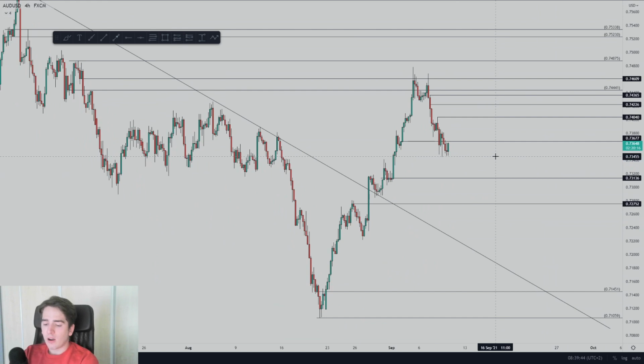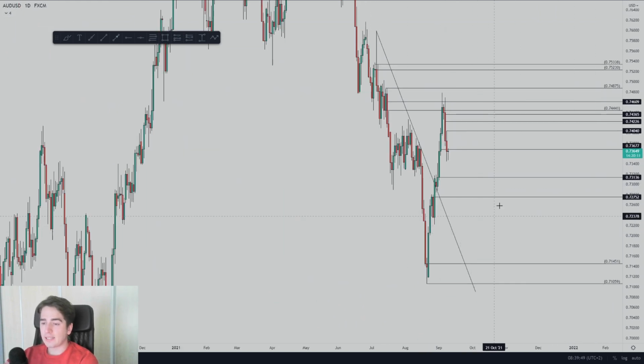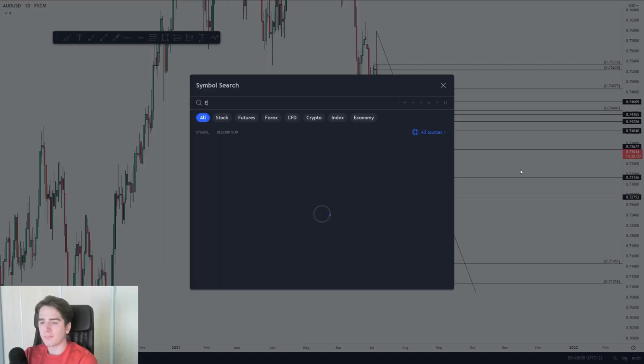Pretty clear, I think. High time frame levels are these levels over here marked out on my chart, which you can keep an eye on, because let's say we do not make that pullback and we just start crashing down further. These are the levels from where I expect a potential pullback to occur. So that's Aussie dollar for you. Let's head over to euro dollar.